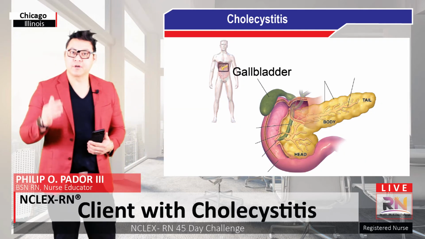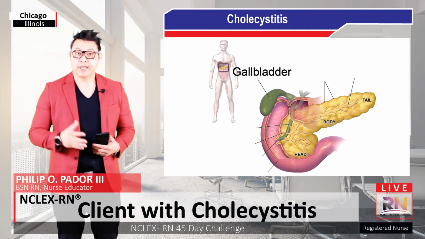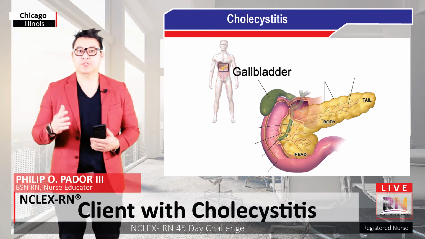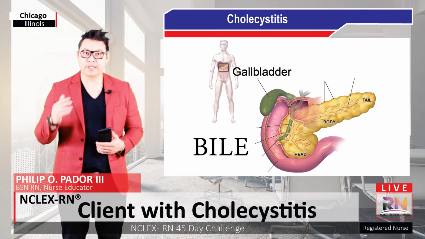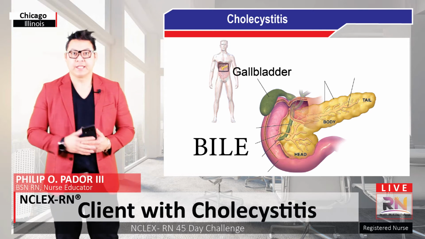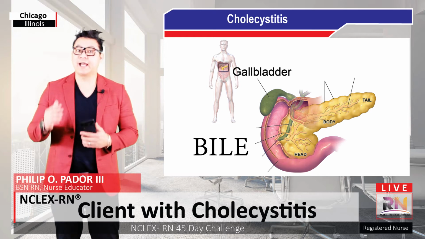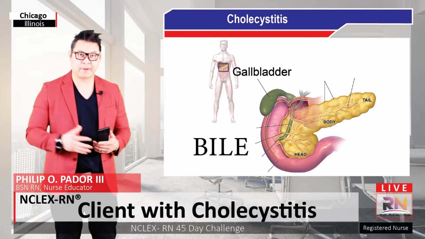Let's look at the normal anatomy of the upper GIT partly. So here is the gallbladder. Now, the gallbladder is an organ that stores what's called bile. And bile is a mixture of cholesterol and other pigments. The bile is important in digesting fatty foods. The bile is actually produced by the liver, and the gallbladder just stores the excess bile.